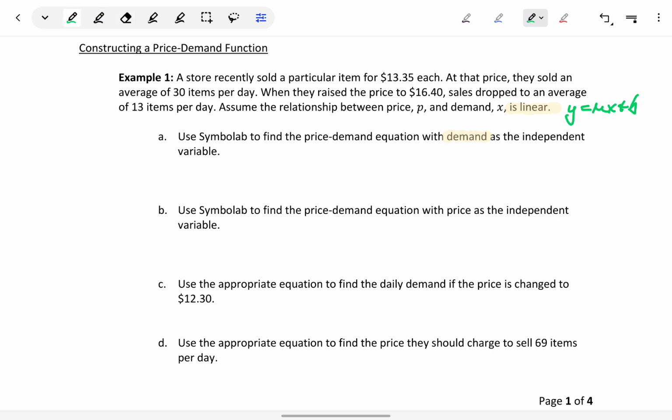That's also a key piece of information because it's telling us that we're going to set up our xy coordinate pairs in the form of x, so whichever variable comes first is the independent variable, comma p. So in place of y, we're going to be using that price point p.